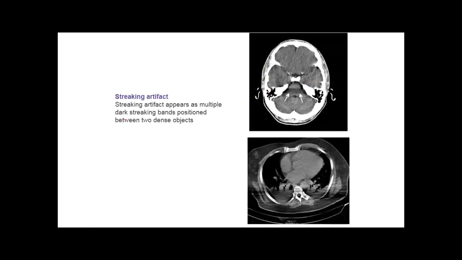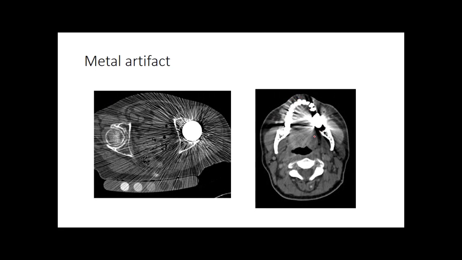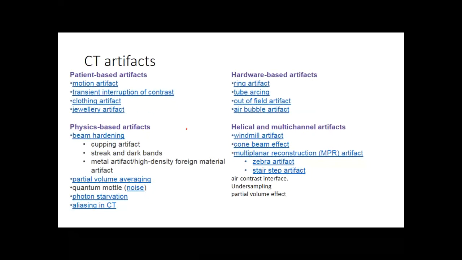Another type of beam hardening is the streaking artifact, which sometimes we cannot modify. For example, this dark area is also due to beam hardening from the dense bone in the mastoid area. Metal artifacts, very visible star-shaped artifacts. Okay. And there are lots of artifacts that you can go through. You can go through each of them.